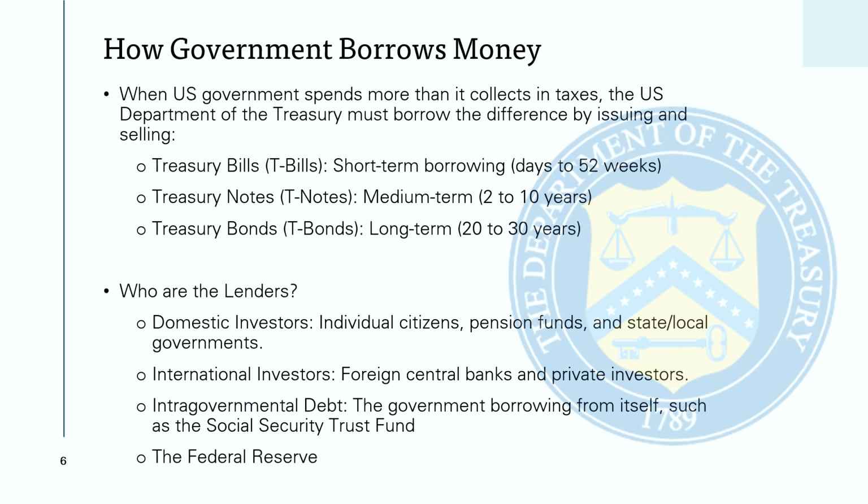So, who is lending this money? The lenders include domestic investors like individual citizens and pension funds, as well as international investors such as foreign central banks. We also have the governmental debt, where the government borrows from its own trust funds, like Social Security. And finally, the Federal Reserve also holds a large portion of this debt.